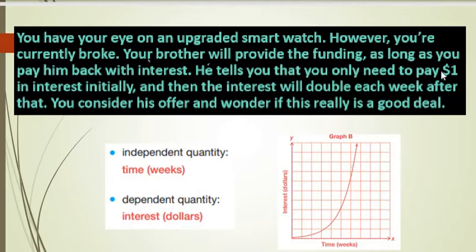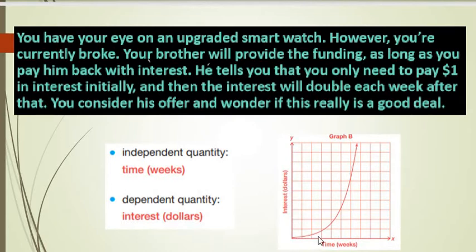Well, the first week you pay $1. If you double that, 1 plus 1 is 2, double that, 2 plus 2 is 4, double that, 4 plus 4 is 8, double that, and you get 16. Doubling each time is 32, 64, 128, and it keeps on going up. So is it really a good deal?